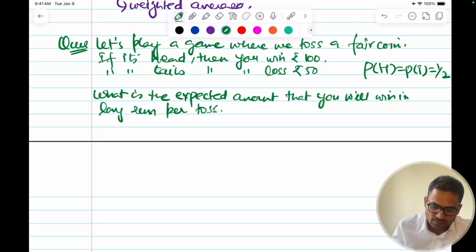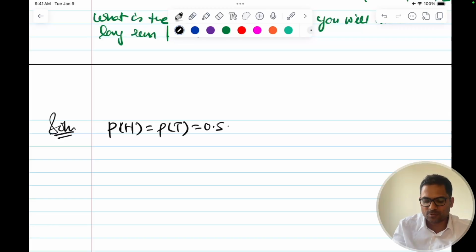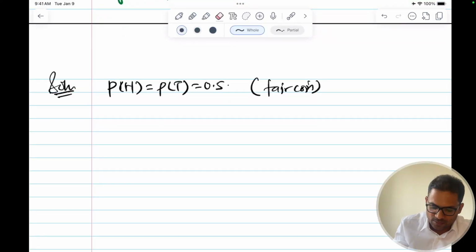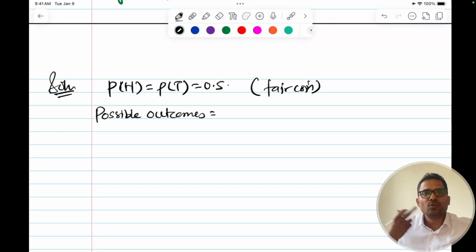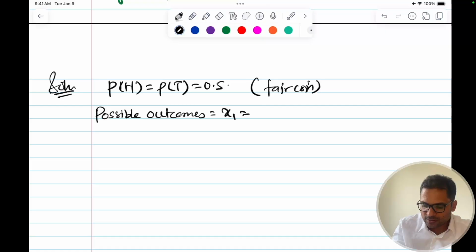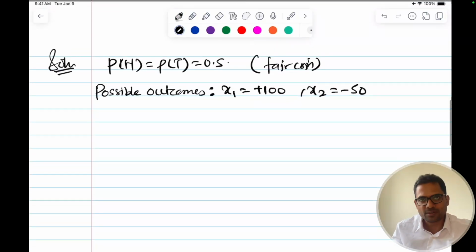Very simple. So the solution would be, how do we solve it? We know that probability of head is equal to probability of tail is equal to 0.5. This is the first thing, because it's a fair coin. And then what are the possible outcomes? You have to do a summation over possible outcomes. Say for example, we have x1 equal to plus 100 and x2 is equal to minus 50. Let's write it like this. Probabilities of both of them is half, so that's not a problem.